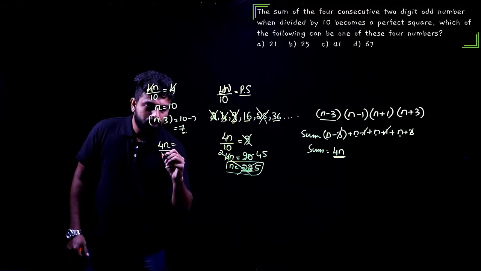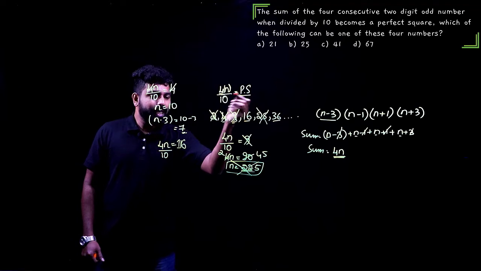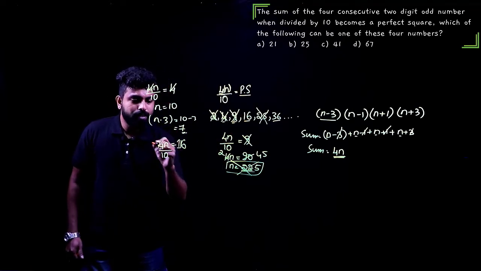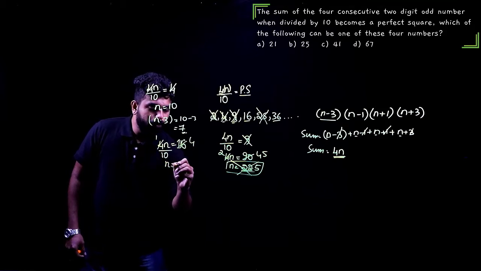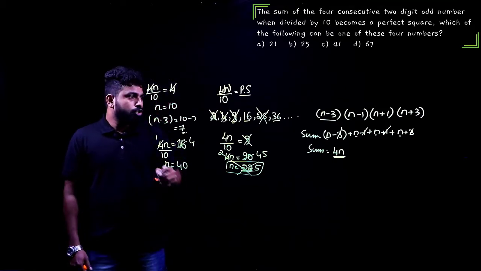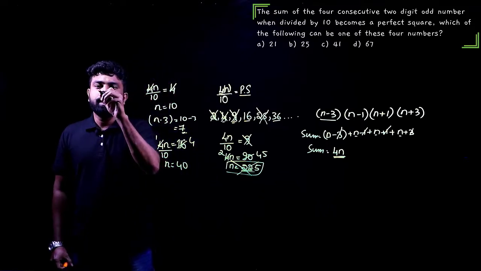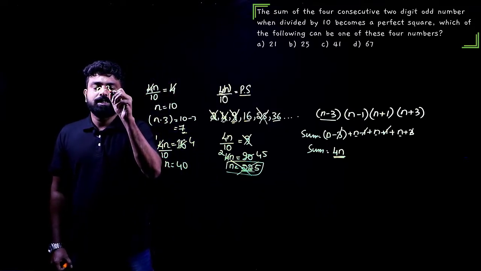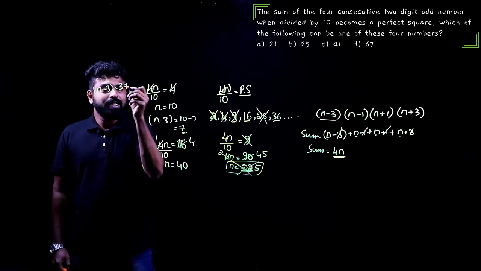4n by 10 will be equal to 16. Here I have considered my perfect square to be 16. So what happens here? 4 1 times, 4 4 times. So the value of n will be 40. So what will be my 4 terms? It will be n minus 3, which is nothing but 37. 40 minus 3 is 37.